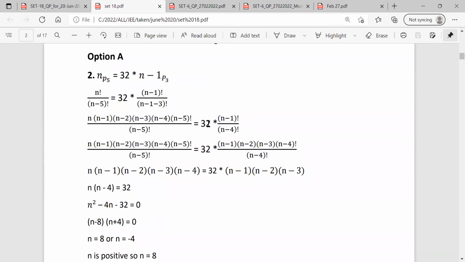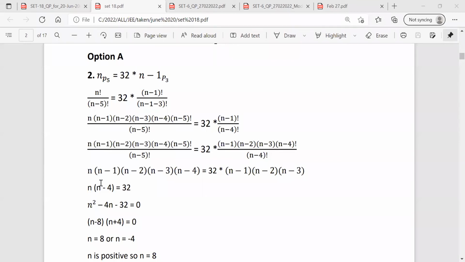So now we have 32 into n minus 1 factorial by n minus 4 factorial. We can rewrite this n minus 1 factorial in this way, so that this n minus 4 factorial and this n minus 4 factorial get cancelled. After simplifying, we have the equation n into n minus 4 is equal to 32.